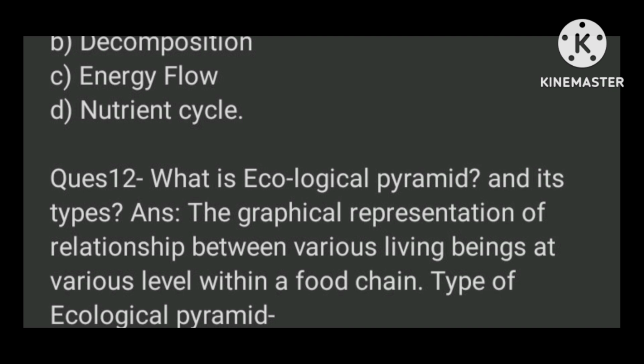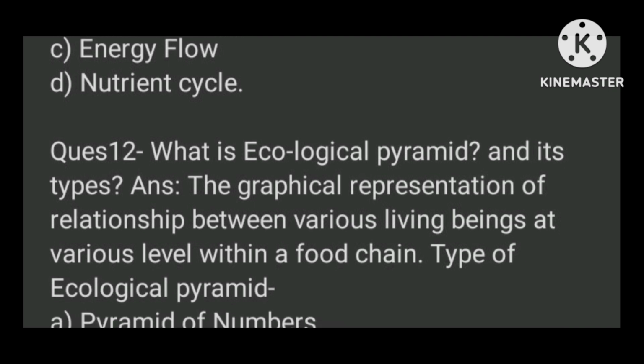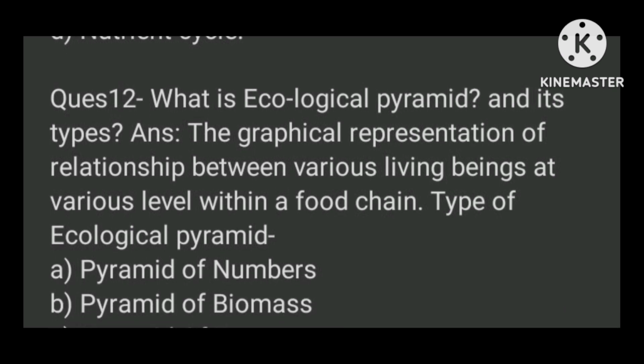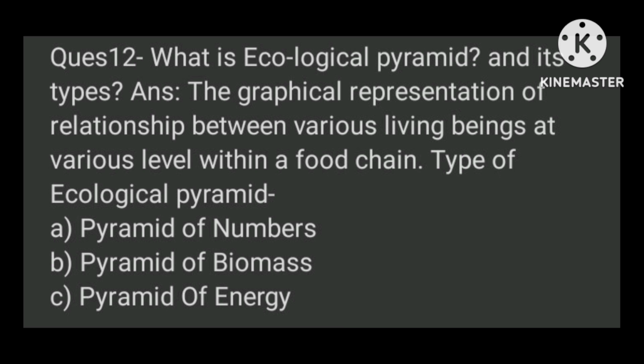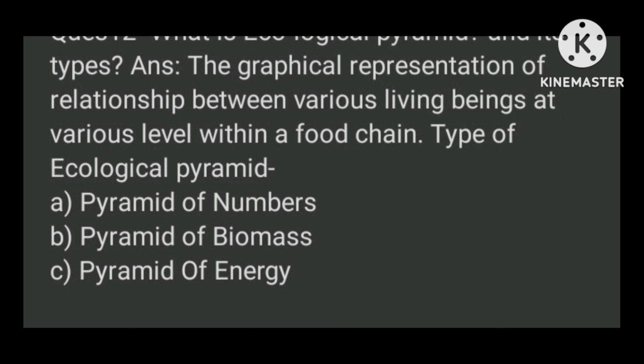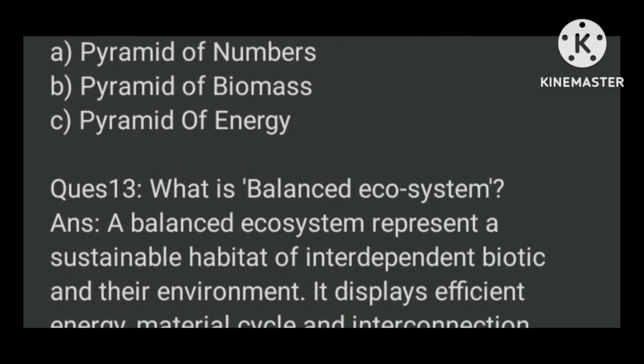Question number 12. What is ecological pyramid and its types? Answer. The graphical representation of relationship between various living beings at various levels within a food chain. Types of ecological pyramid: A. Pyramid of numbers, B. Pyramid of biomass, C. Pyramid of energy.